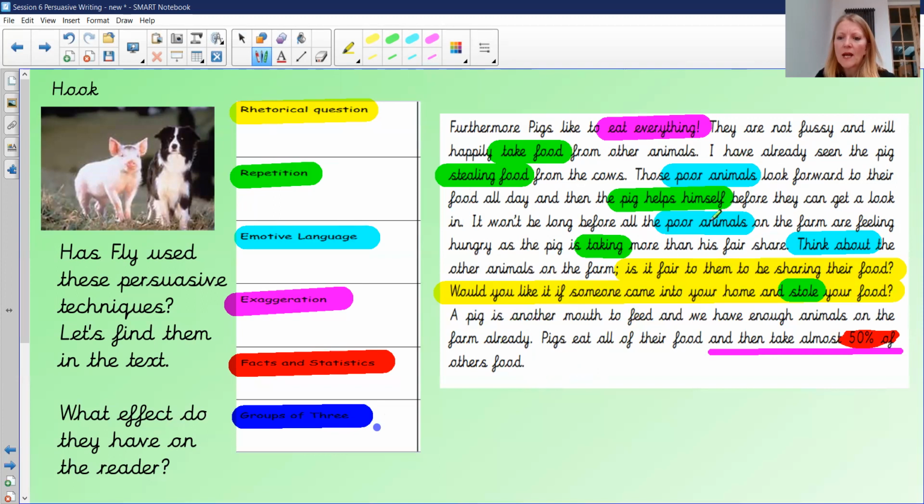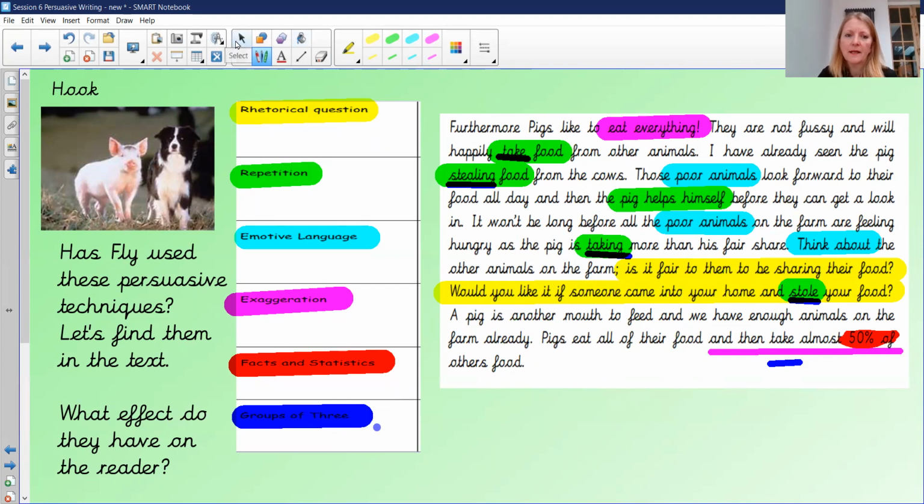So we've got our poor animals, poor animals. Have we got any adjectives that are repeated? We've certainly got that verb that's repeated, the taking and the stealing. So we've got taking, stealing, taking, stole, take again. Have we got anything else repeated or in a group of 3?